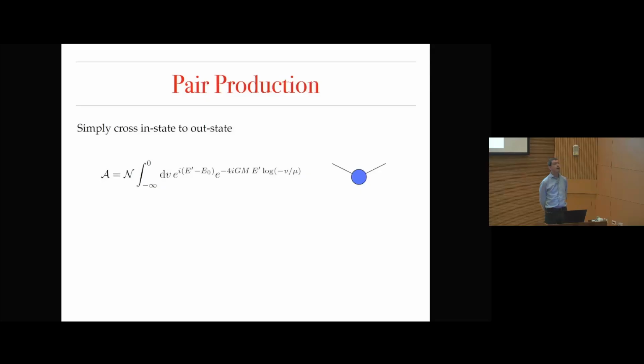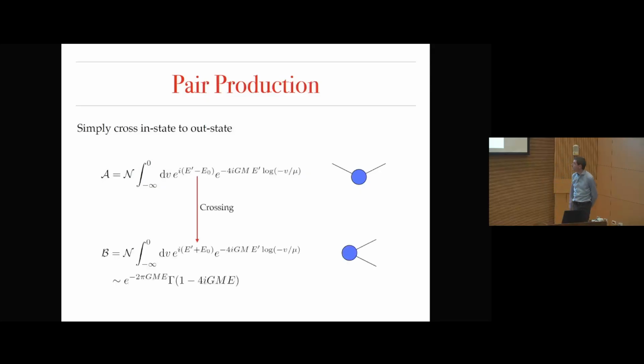Okay, so now let's switch to pair production. So I had a scattering amplitude. It was 1 to 1. And if you want to actually talk about the production of pairs, well, one thing you can do, if you want to be very bold, is to take the energy here and cross it from the initial to the final state by analytically continuing in E0 to minus E0. So in that crossing, I'll just flip that sign.